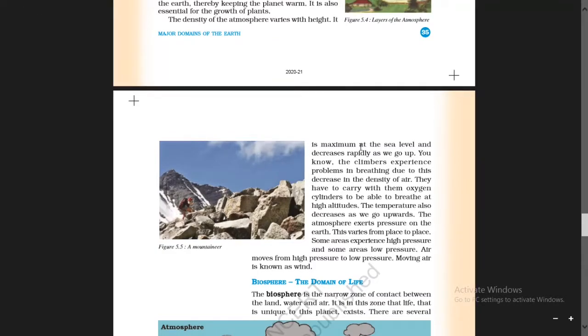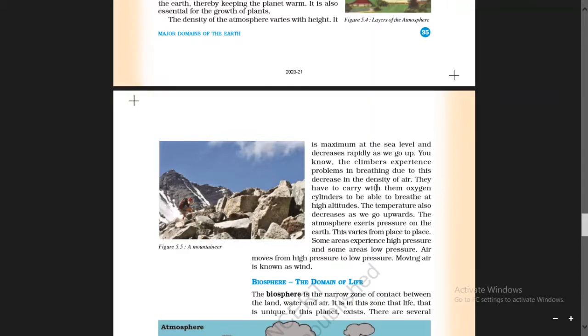It is maximum at the sea level and decreases rapidly as we go up. So here you see density is maximum at the sea level and it decreases rapidly as we go up. You know, the climbers experience problems in breathing due to this decrease in the density of air. Climber means mountain climber. They experience problems in breathing because of the decrease in the density of air.